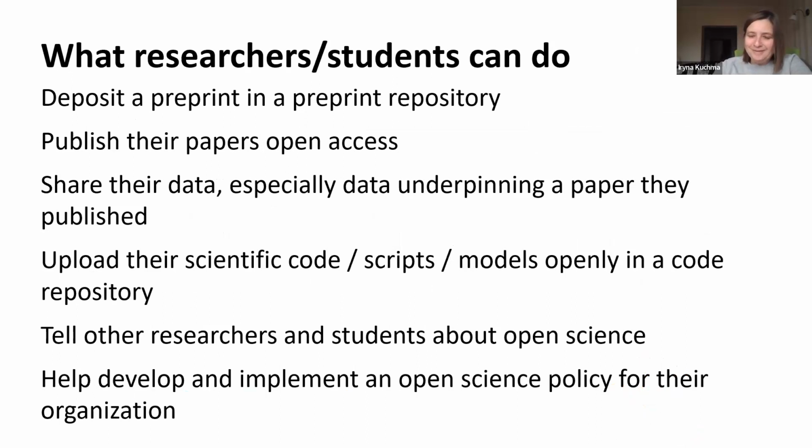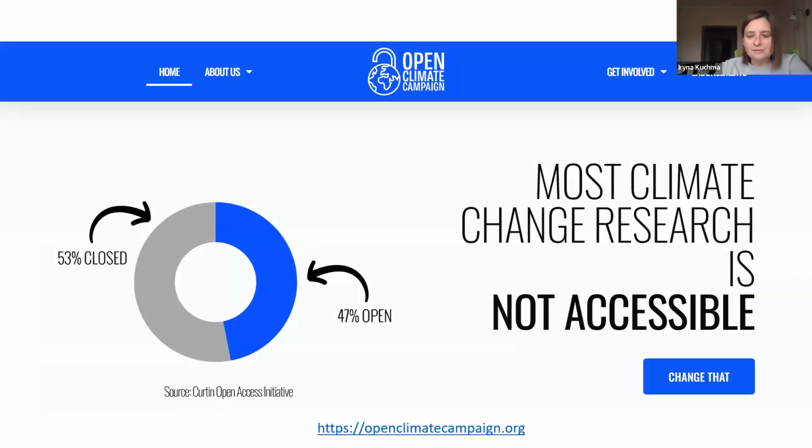So a short summary that I usually use when I talk to researchers or students about practicing open science, some steps that they can make. They could deposit a preprint, publish papers in open access, share data, especially data which are mentioned in journal articles, share code, tell other researchers and students about open science, and also help develop and implement open science policies in their institutions.